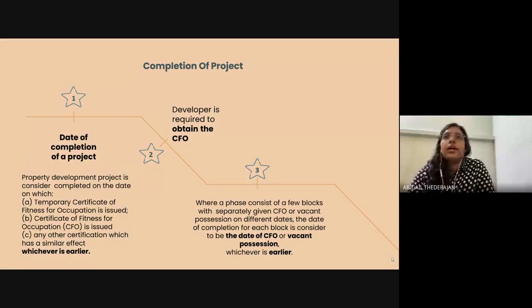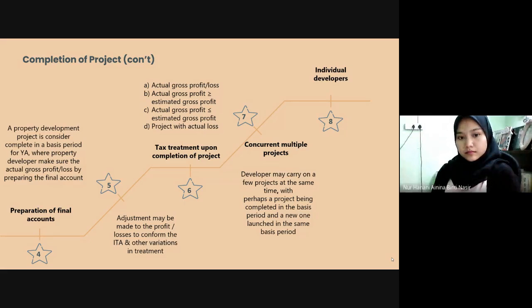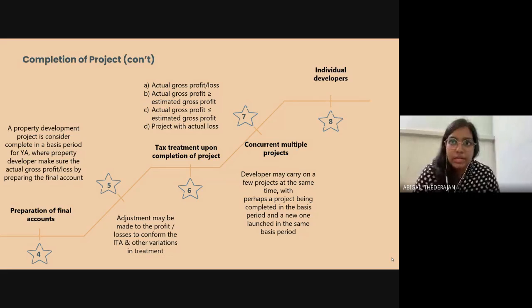So next is the preparation of the final account. When the base period of the year of assessment of the property development project is completed, the property developer needs to ascertain the actual gross profit and also the loss of the project to prepare the final account. The adjustment of the profit or loss has to comply with the rulings that are available and all the other treatments.